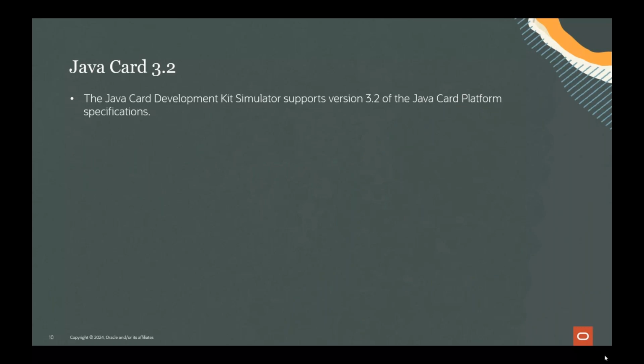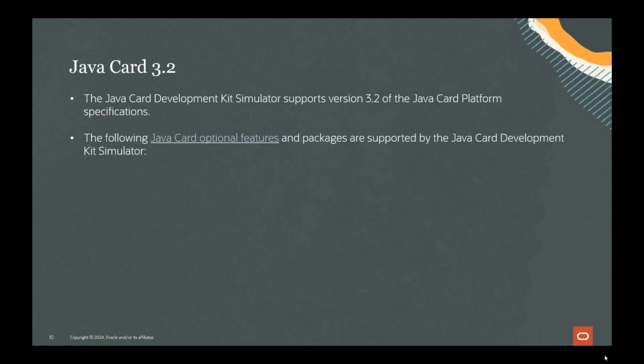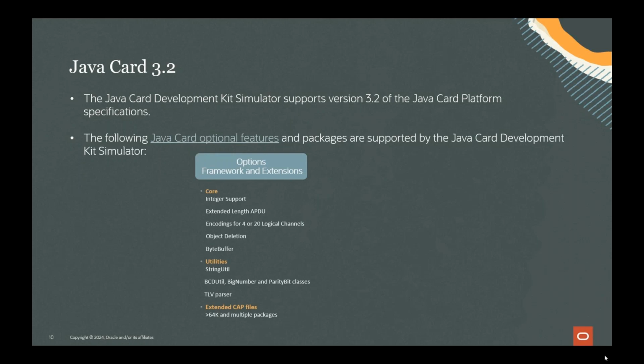As mentioned earlier, the JavaCard Development Kit simulator supports the latest version of the specifications. To date, this is version 3.2. And because the versions are backward compatible, it also covers all previous versions. To address a wide range of use cases and provide the best experience for developers, the kit includes a lot of optional features. Some of these features are related to the framework or are utilities.